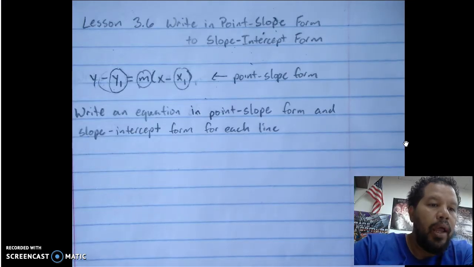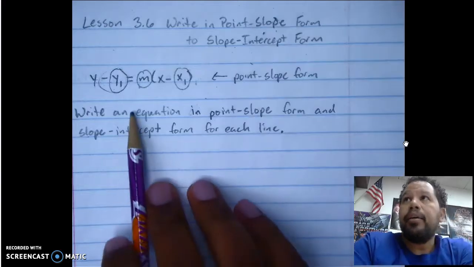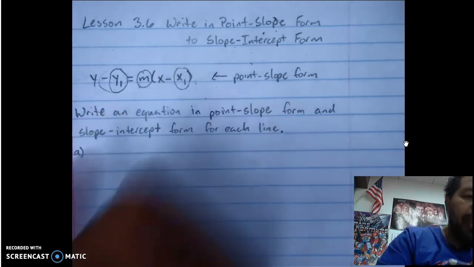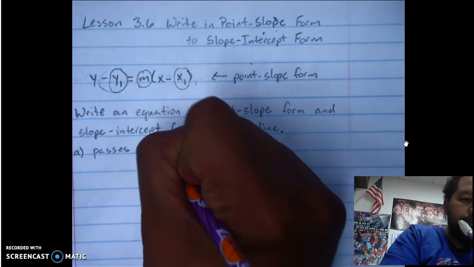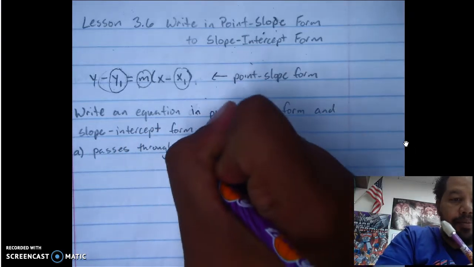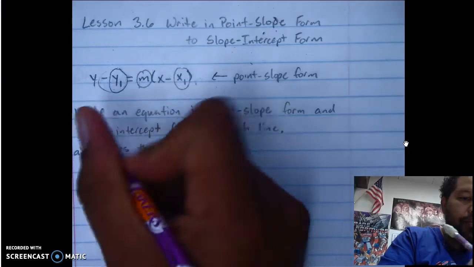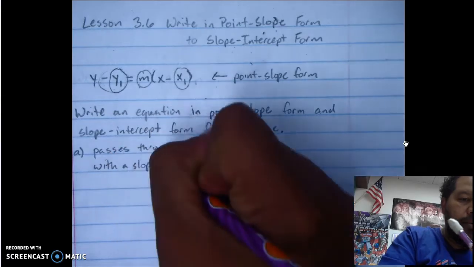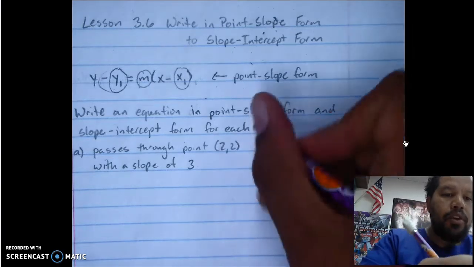Okay, so the instructions say write an equation in point slope form and slope intercept form for each line. And again, we want to put it into this form. And the first example, we're going to say the line that passes through the point 2, 2, and has a slope of 3.